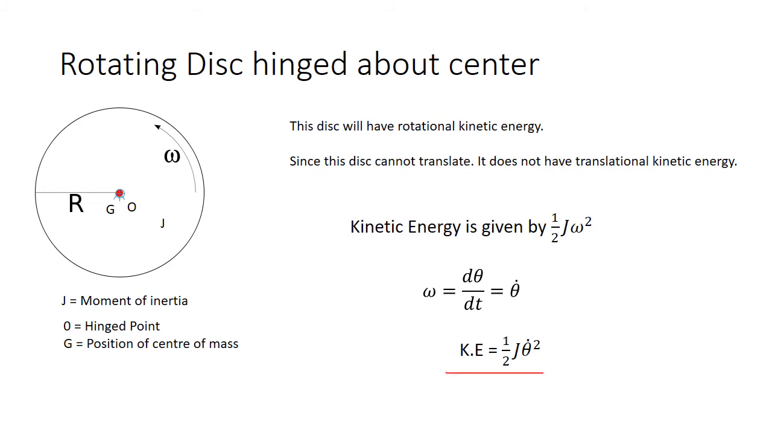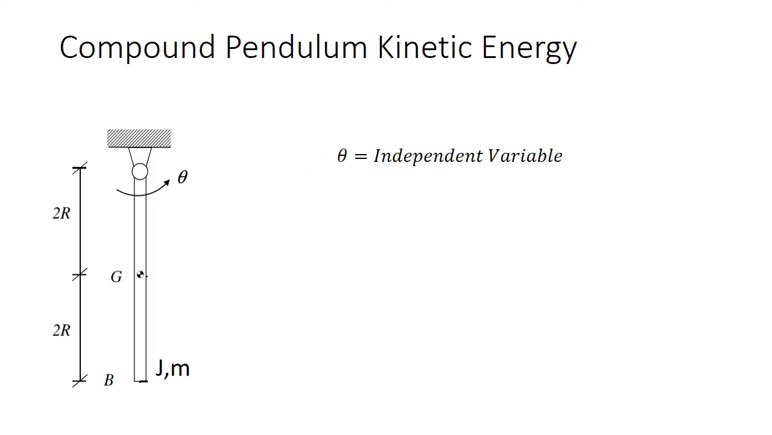Number 3, if there is a compound pendulum, hinged about point O, and the center of mass is at a distance 2r from the center. When there is an angular velocity theta dot of the compound pendulum, we can see that the center of mass will now have a velocity which is given by the formula theta dot times 2r.